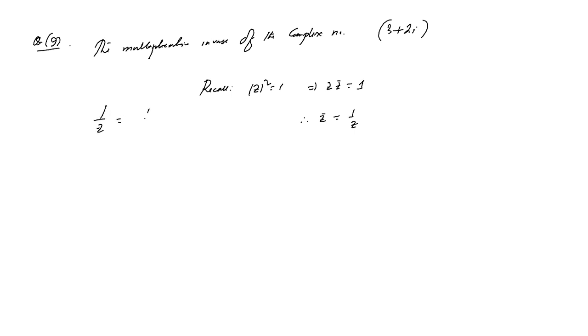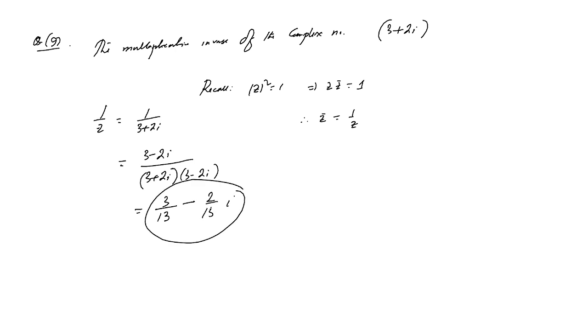So 1 by z equals 1 by (3 plus 2i). That means (3 minus 2i) by (3 plus 2i) multiplied by (3 minus 2i). So it will be 3 by 13 minus 2i by 13. That will be the answer, which is given, I think, in one option.